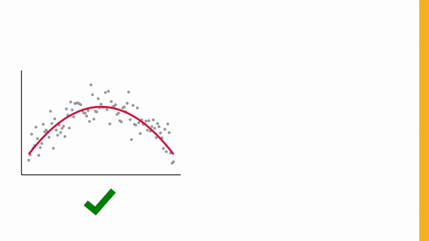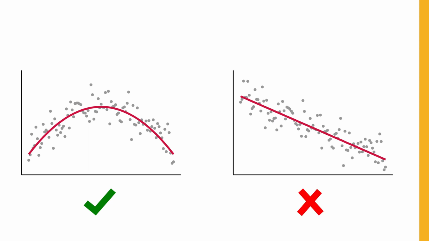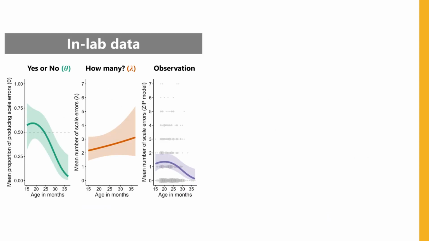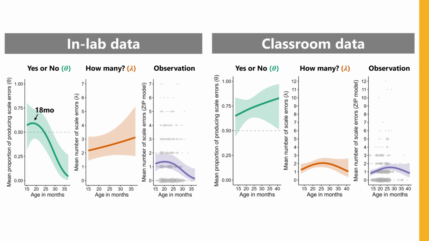The results suggested that the developmental trend of scale errors was well documented by an inverted U-shaped curve rather than a simple linear function. However, nonlinearity belonged to different aspects of the scale errors between the laboratory and classroom data. For the in-lab data, age-related nonlinearity appeared in the yes-no part of scale errors, peaking at 18 months. On the other hand, for the classroom data, age-related nonlinearity showed up in the count part of scale errors, and its peak was 26 months.